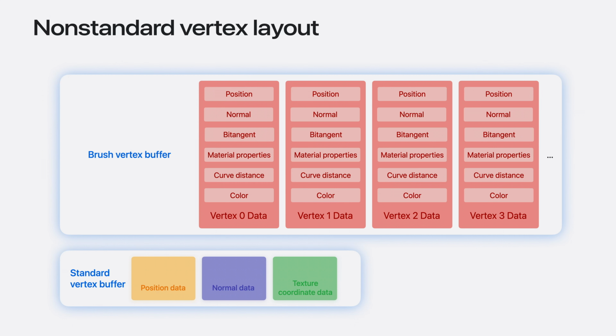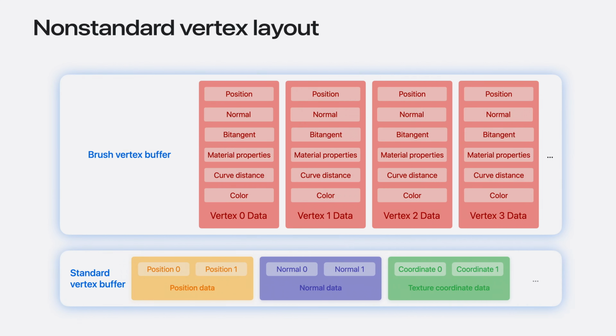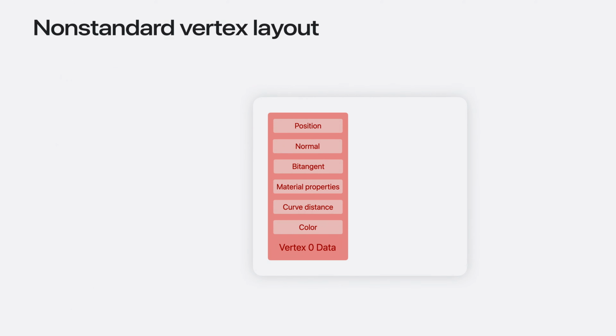When generating brushstrokes, the app constantly appends vertices to the end of the vertex buffer. Notice that the brush vertex buffer can append new vertices without modifying the locations of older data. However, when you do this with the standard vertex buffer, most of the data needs to be moved as the buffer grows. Brush vertices also have different attributes than you would see in the standard layout. Some of the attributes, like position, normal, and bitangent, are standard, while some of them, like the color, material properties, and curve distance, are custom attributes.